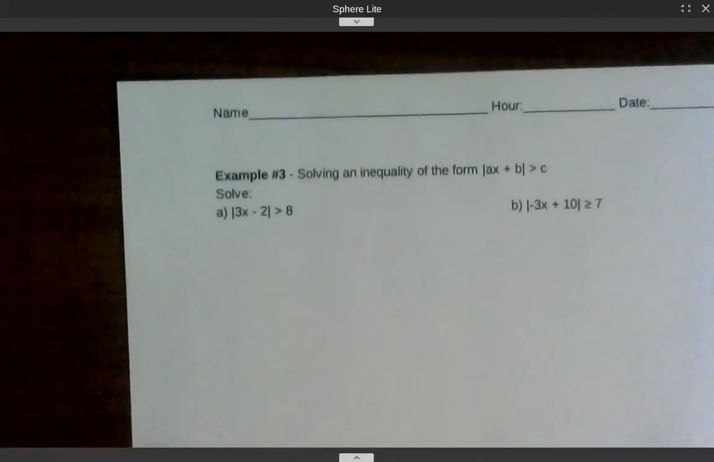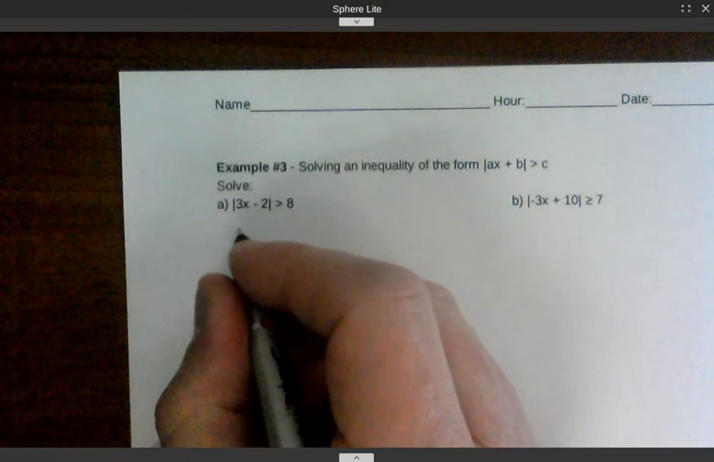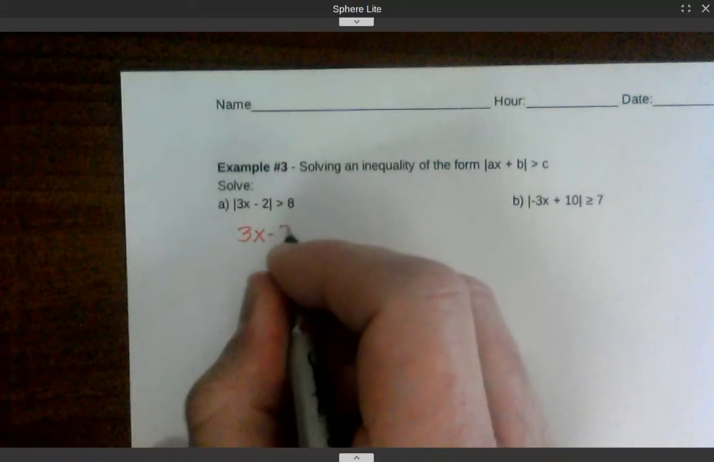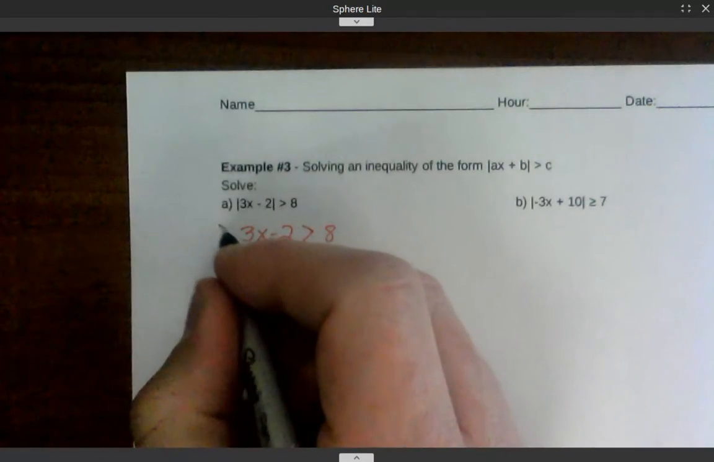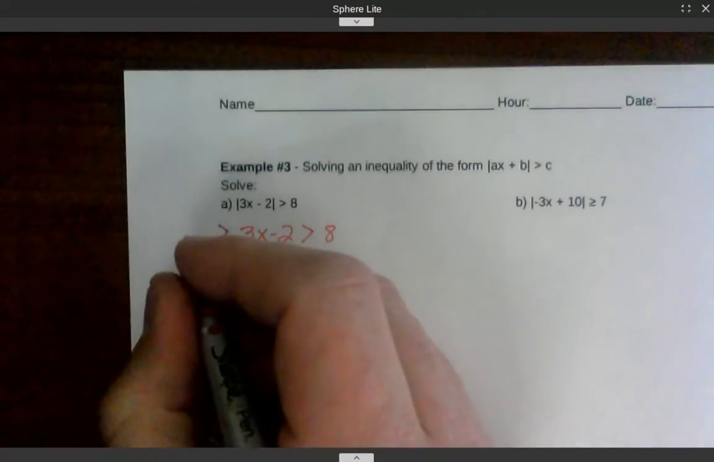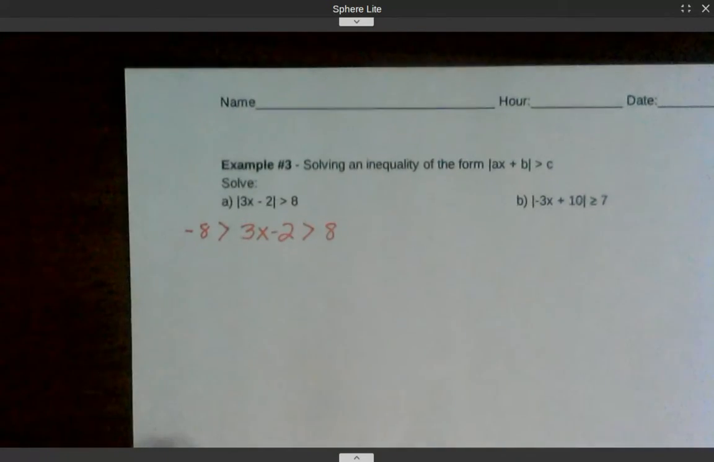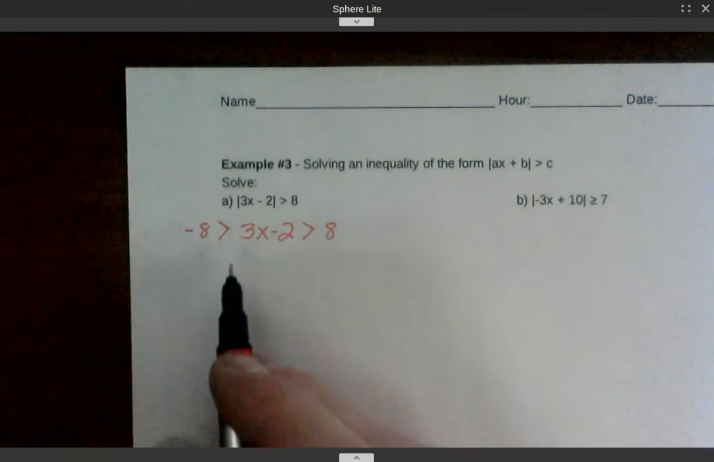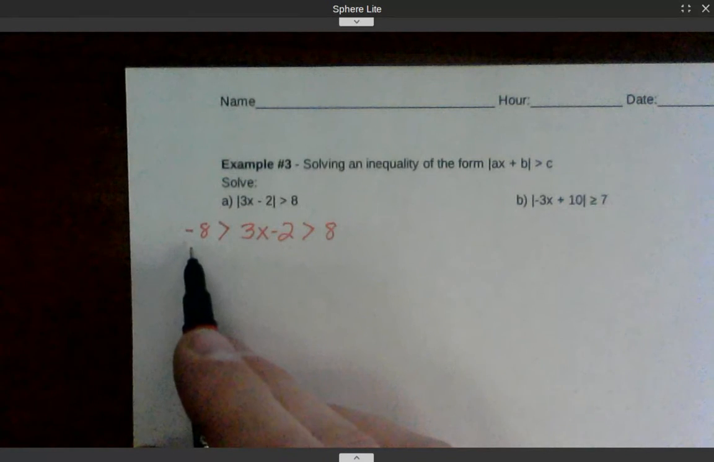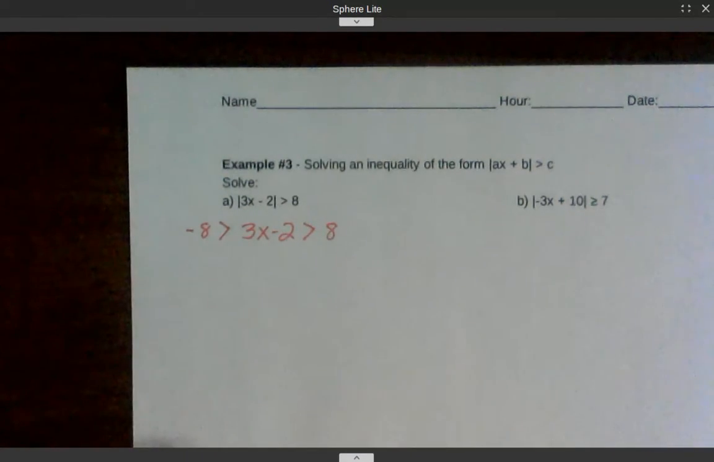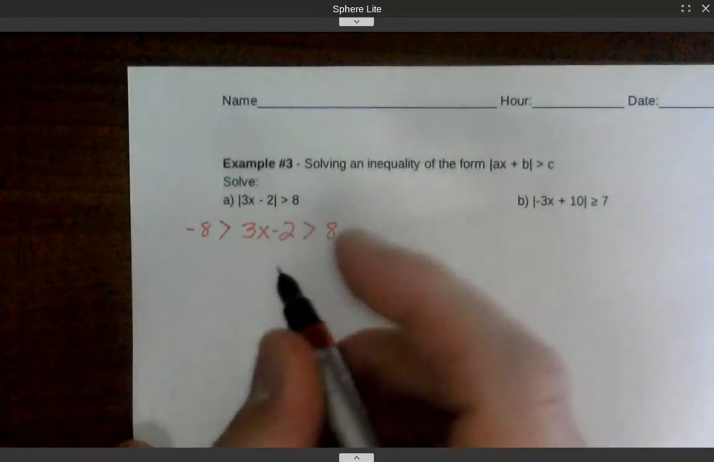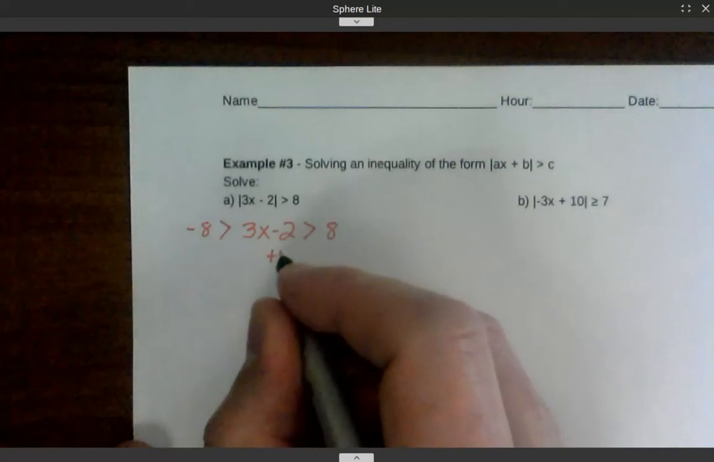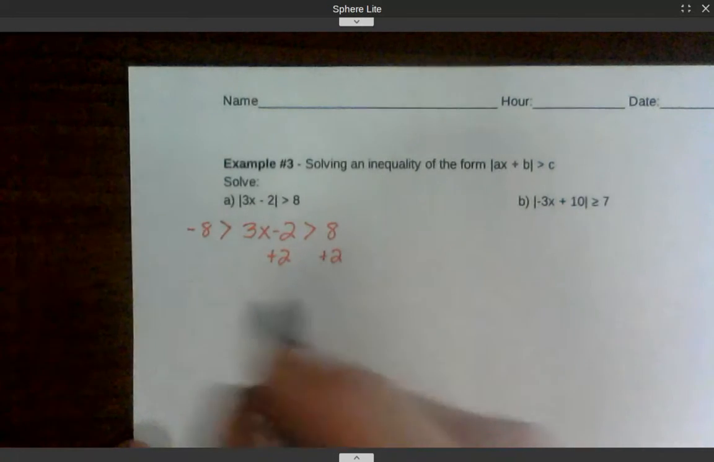Let's look at another one. So if we do this one, we're going to do this one the same way we did the other one. Let's see what happens. So if we do 3x minus 2 and we get greater than 8, we're going to set it up so that we have this problem right here, which is a negative 8. Now, if you notice right off the bat, our smaller number is being eaten and our bigger number is not being eaten. So there's something different about this. So what we're going to do is we are going to go ahead and solve this problem just like we usually would.